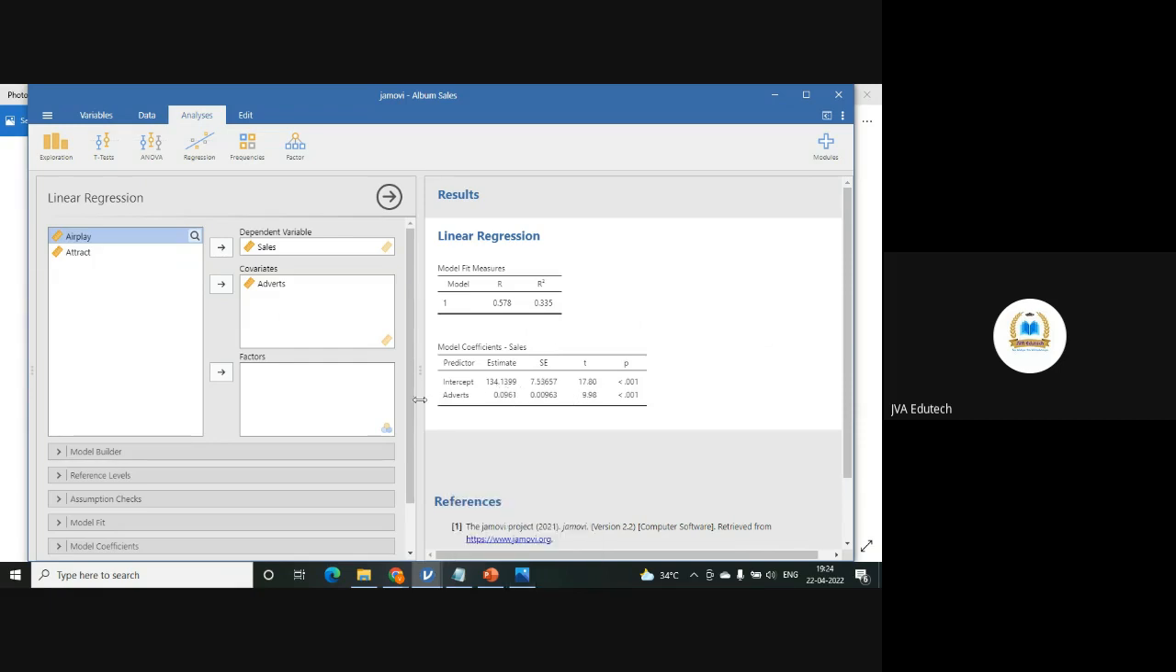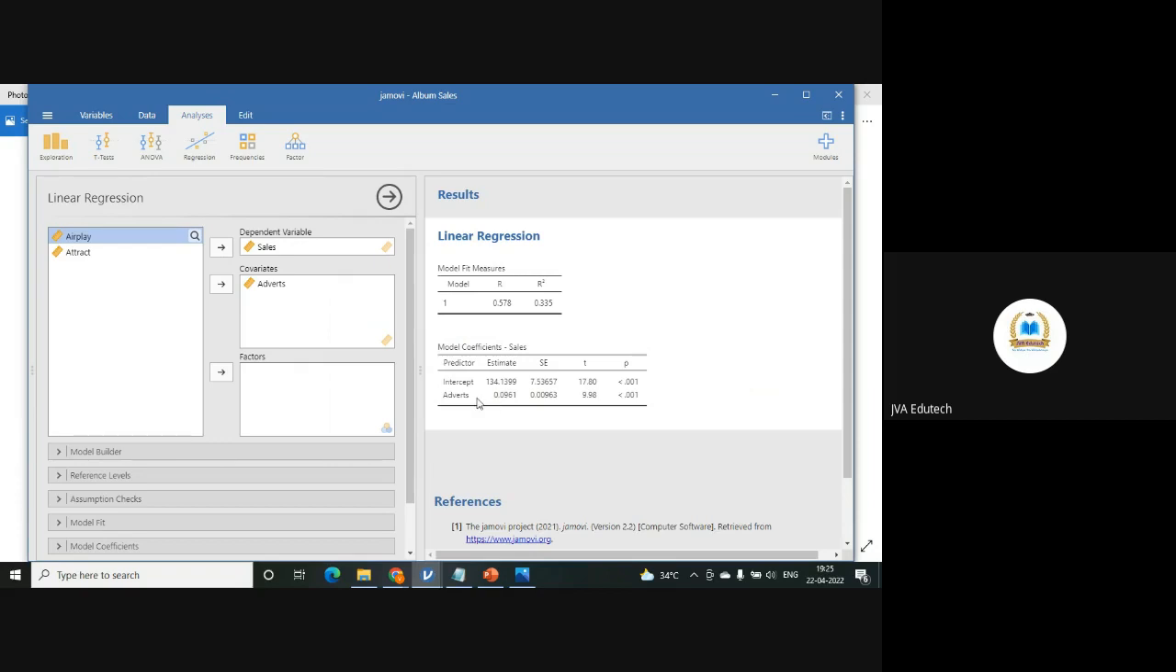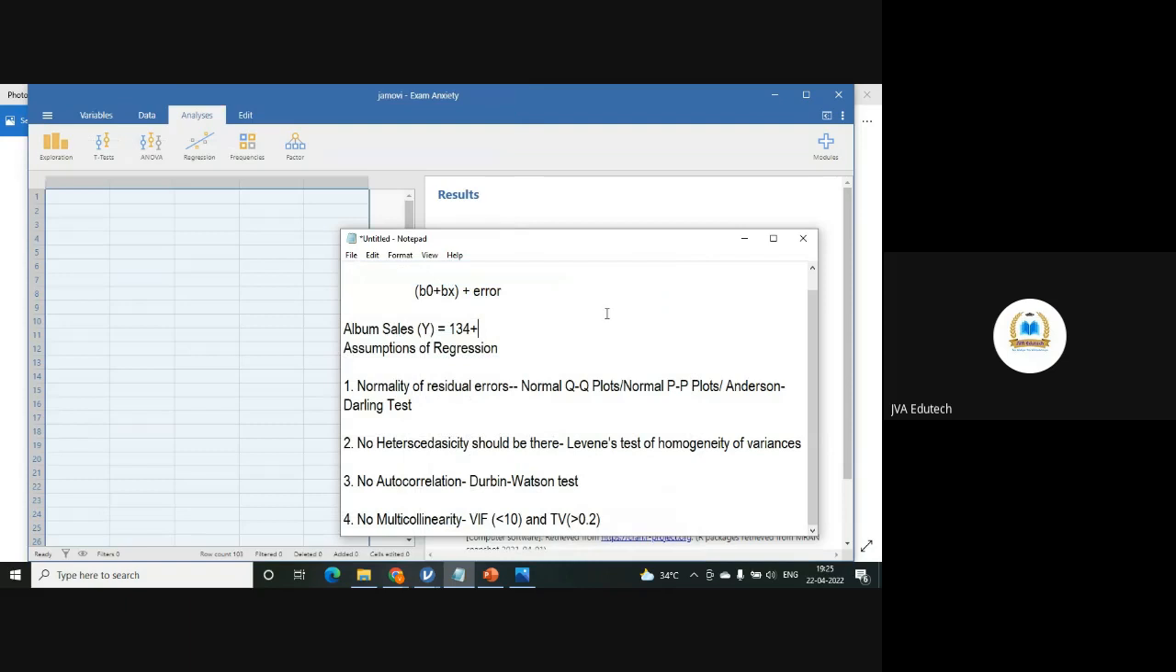Second thing is, what is the model? So B0 is 134.13, or you can round it off to the nearest digit, so 134. Here I'll write B0 plus B1 X1. So Y, album sales, is equal to B0, that is 134, plus B1, the regression coefficient of the variable advertising budget, 0.0961, into advertising budget. It's a simple linear regression model.